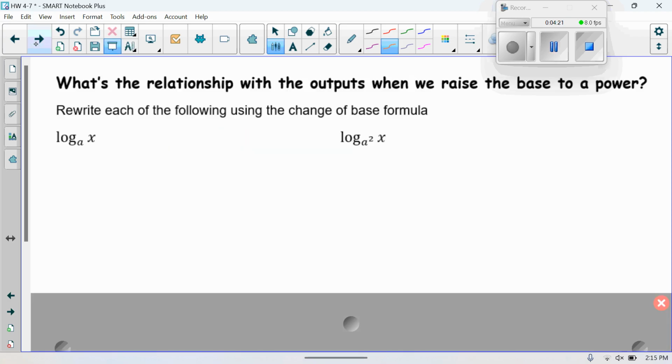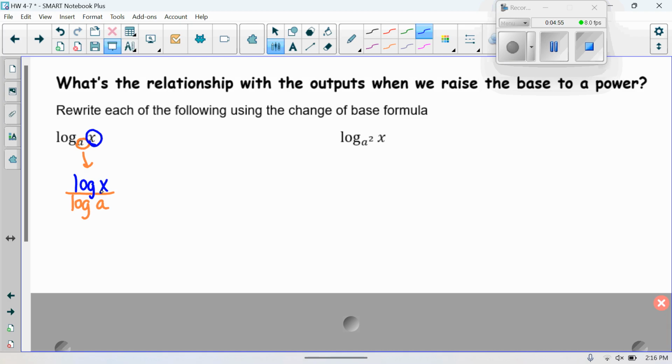So what are our relationships with the outputs when we raise a base to a power? Let's talk about this a little bit. I'm going to apply my log properties, and I just have the change of base formula. So the base drops down. So I have log a, and I'm just going to use the common log, but if you wanted to make this something different like the natural log, that's fine. And then this comes up top. So I have log base a of x is log of x over log of a.